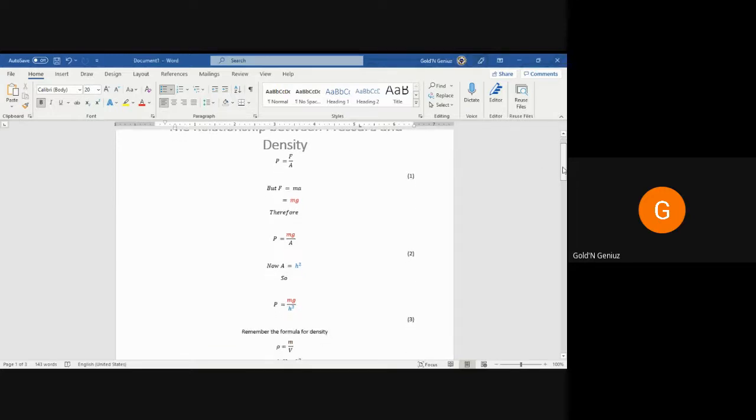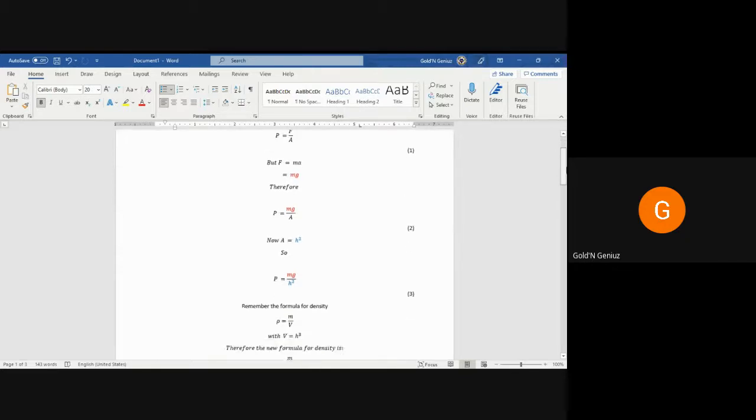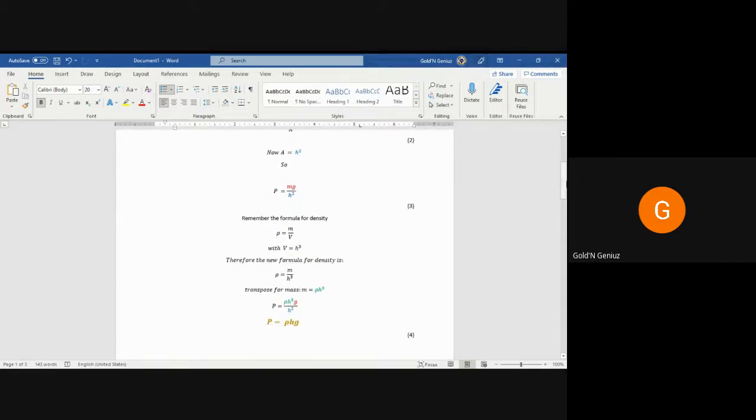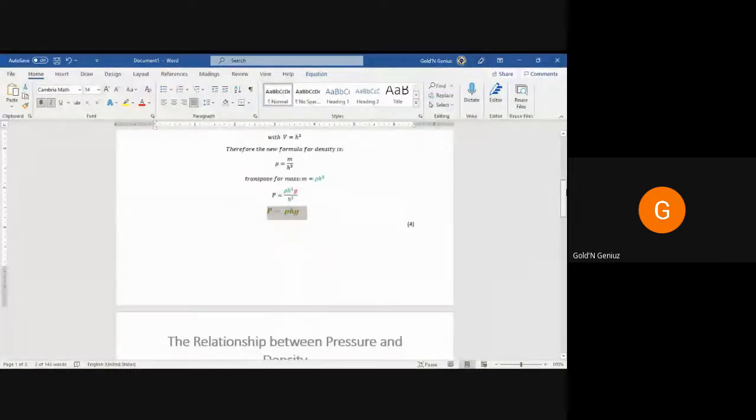So here I prove my equation, starting with pressure, right? And I go right down to pressure in a liquid formula, or we want to say pressure in a fluid, since liquid and gas is a fluid. And this is the pressure equation or formula that governs pressure in a fluid.